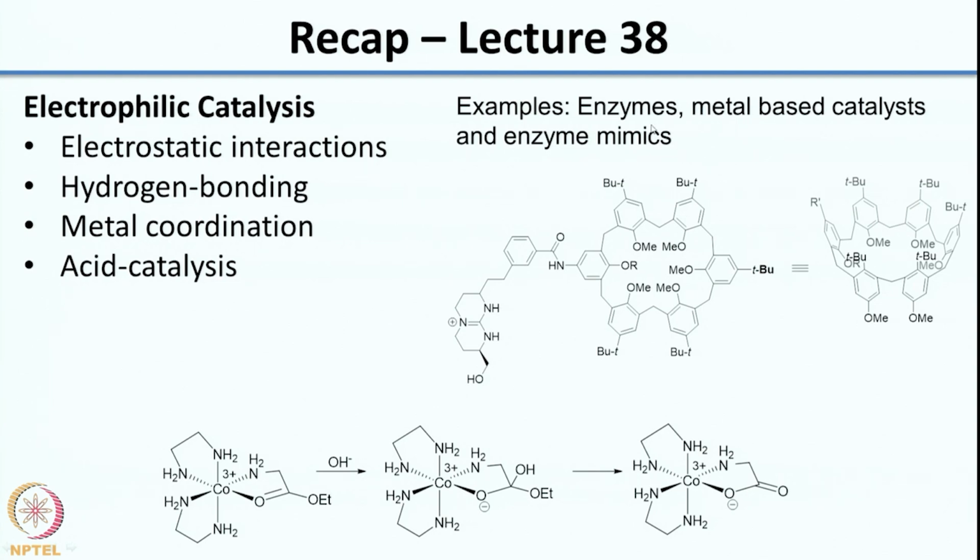So we had looked at examples of enzymes, and we had also looked at some metal based catalysts and mimics of enzymes that are shown here, like this bowl shaped molecule. What is shown here is you have all these oxygens in the lower rim of the molecule. A positively charged species can interact with all these oxygens via electrostatic interactions, and you have this hydrogen bonding donor here which can again interact with the reactant which had a carbonyl group to catalyze the reaction. So this is an enzyme mimic. We had also looked at several examples of metal based catalysis.